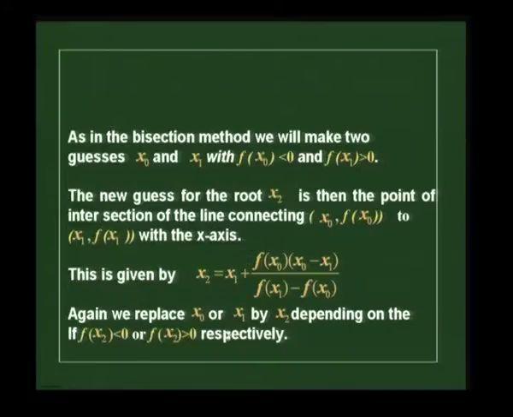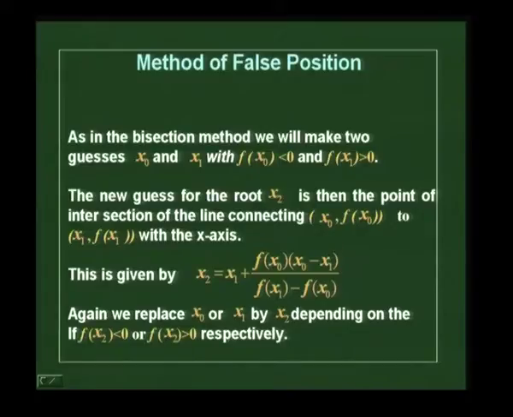Now that is an example of one such method. That was the simplest way, to just do bracketing and take the mean at every time step. We could slightly improve on that by using what's called a method of false position. This method again uses bracketing techniques, that is, we need two guesses, x0 and x1, with f of x0 less than 0 and f of x1 greater than 0. Either way, it does not matter.